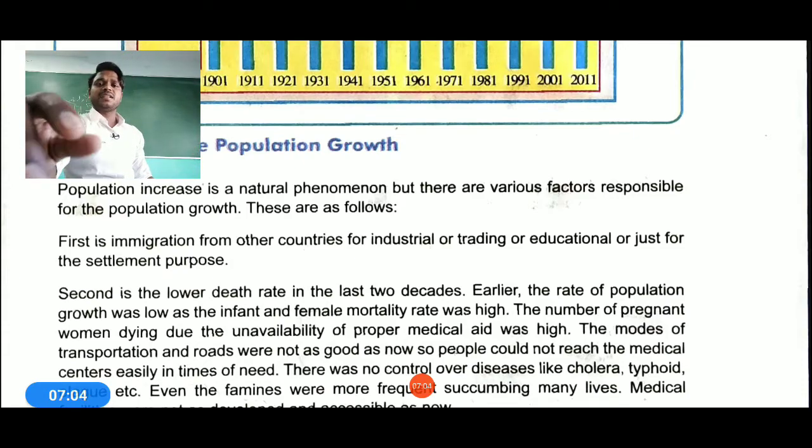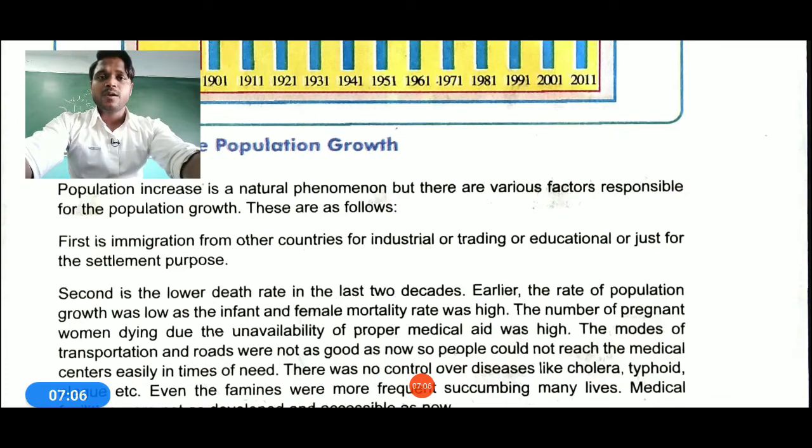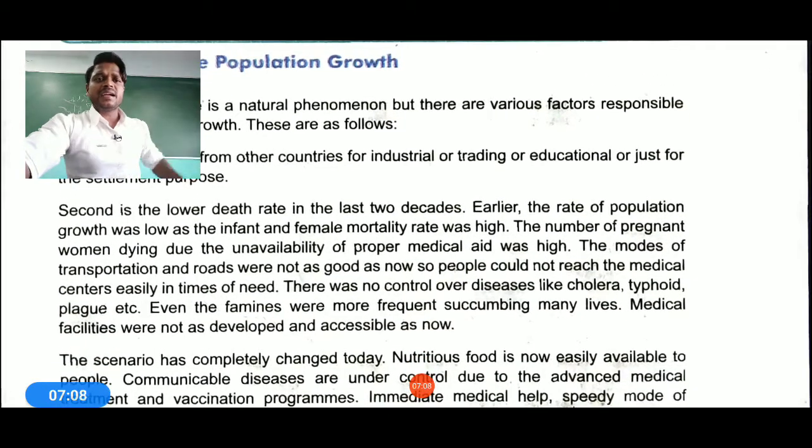Second, the lower death rate. Lower death ratio means what? In the earlier decades, the rate of population growth was low as the infant and female mortality rate was higher. The number of women dying during pregnancy due to unavailability of medical aid was high in ancient times. The mode of transportation and the roads were also not so good at that time.